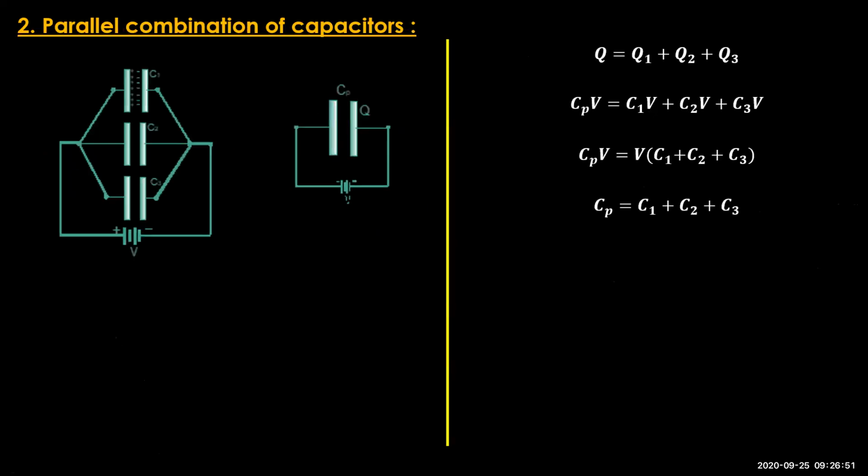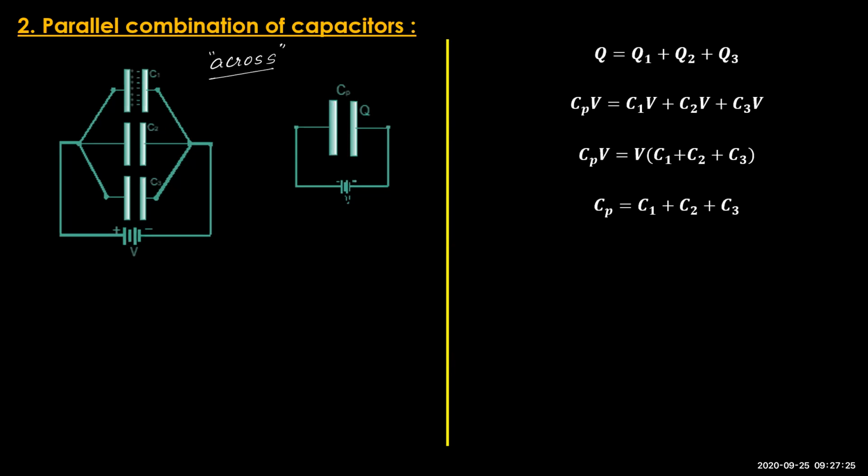Okay. Let us move to the parallel combination of capacitors. In a parallel combination, what happens? The capacitors are connected in parallel, that is, one across the other. I am using the word across. What word did I use in the previous case? One after the other. Here, one across the other.